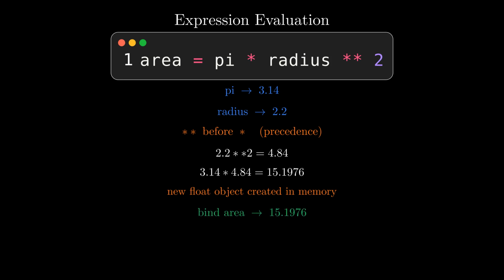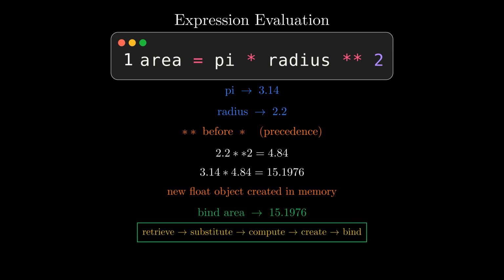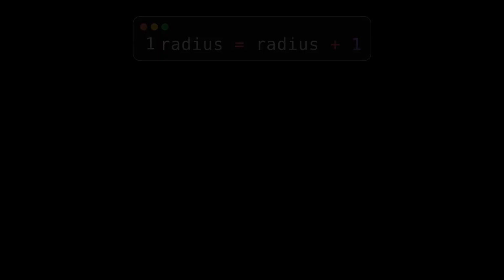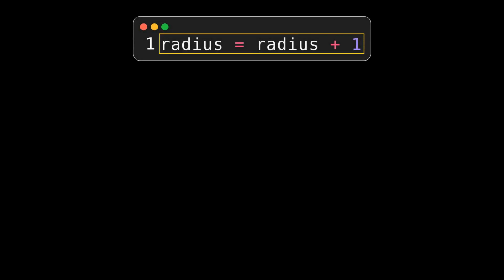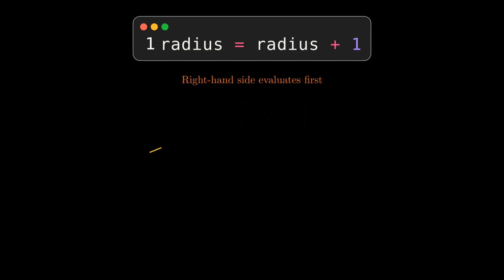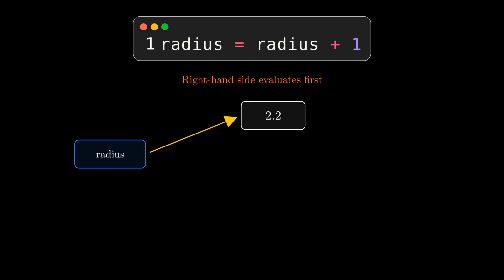Only then does Python bind the name area to it. Every expression follows this pattern: retrieve, substitute, compute, create a new object, bind the name. Now the puzzle from the start. Radius is set to radius plus 1. The right-hand side evaluates first. That rule resolves the paradox.